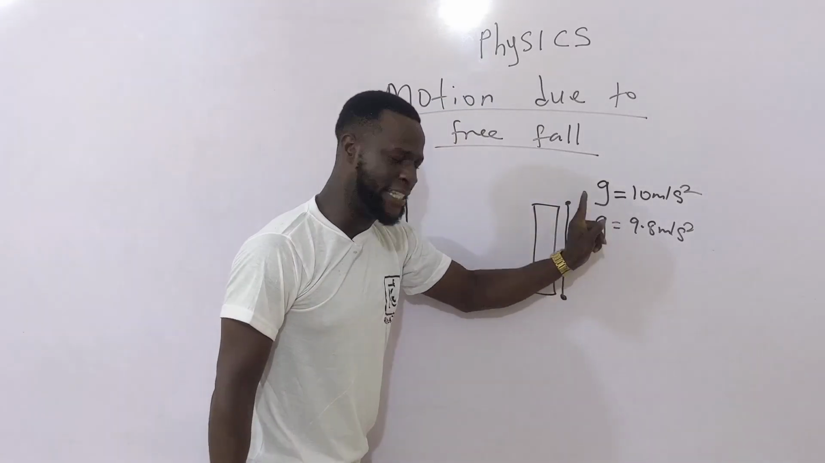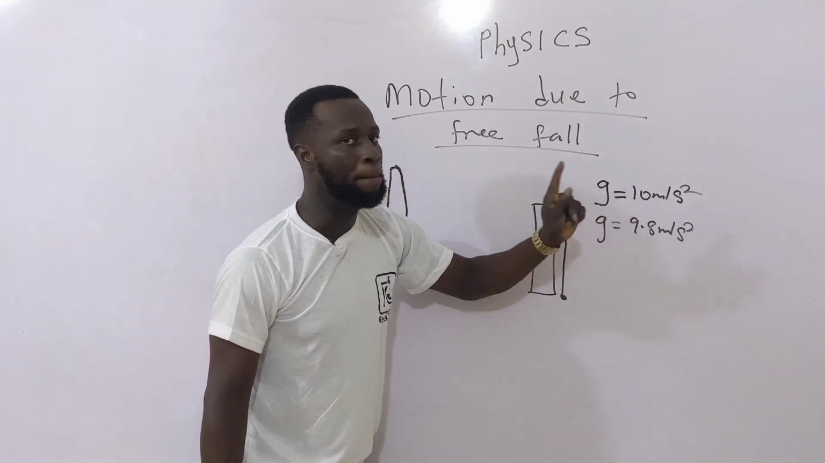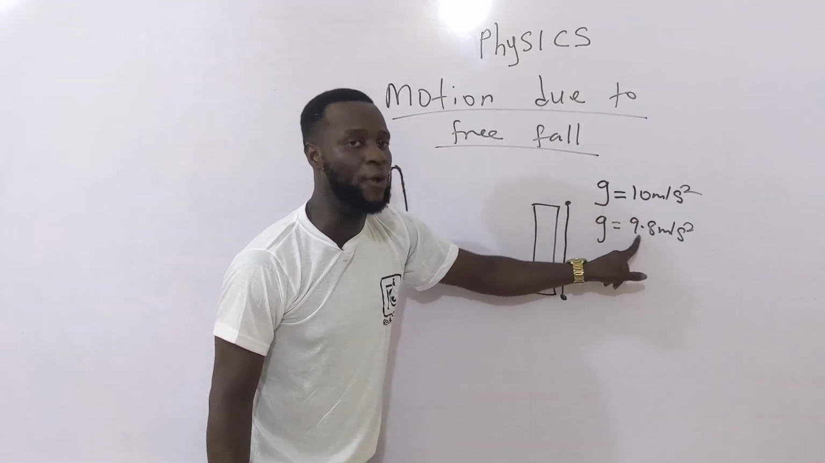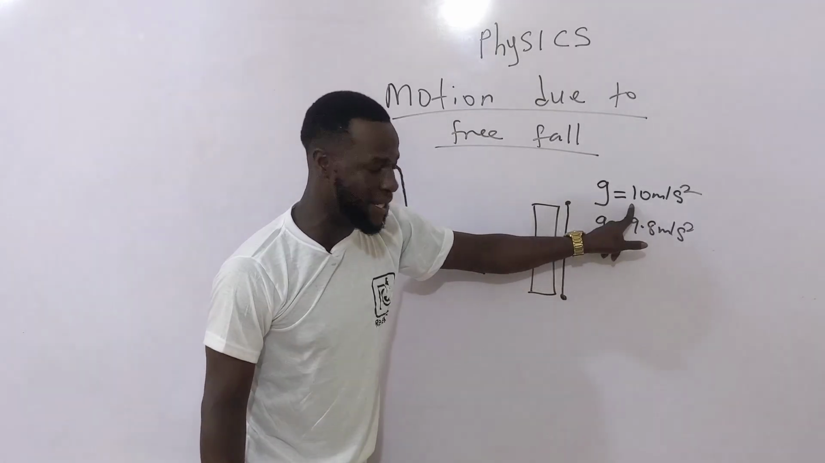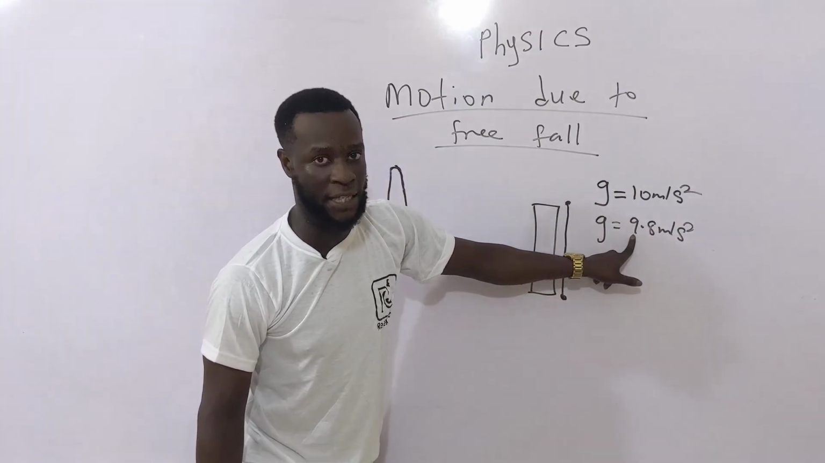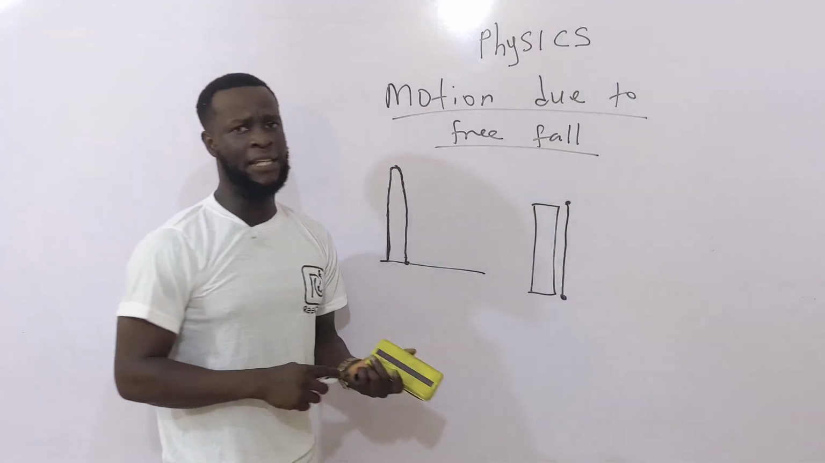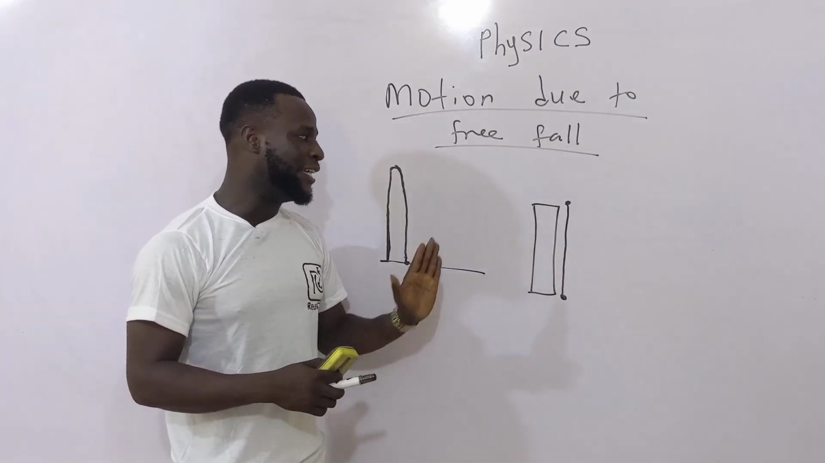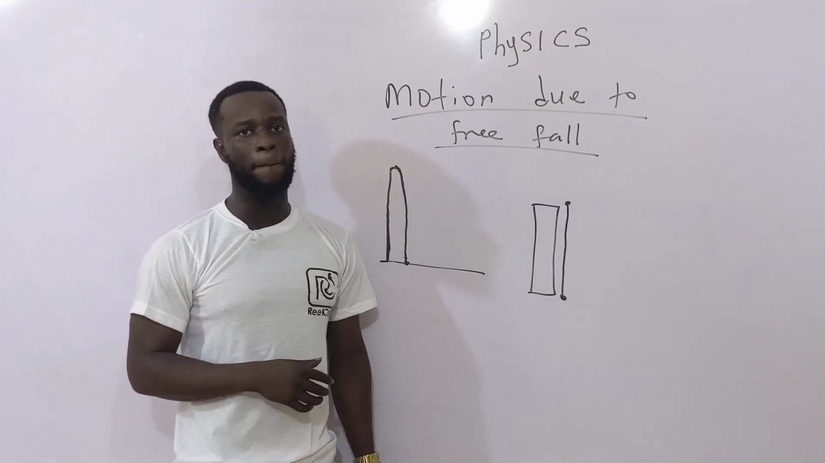If it is not given to you in the question, always assume it to be 10 meters per second squared. But if they give you 9.8 meters per second squared, then you should use 9.8. You agree with me that 10 meters per second squared is an approximate value of 9.8. That being said, the next thing I would like us to talk about are the equations of vertical motion and how we will use them.